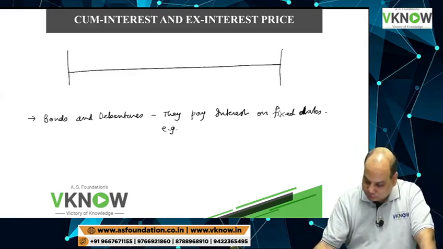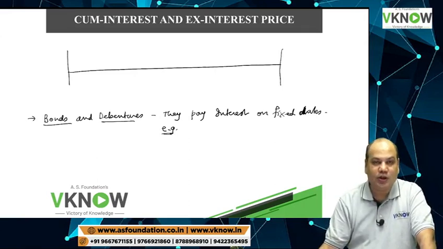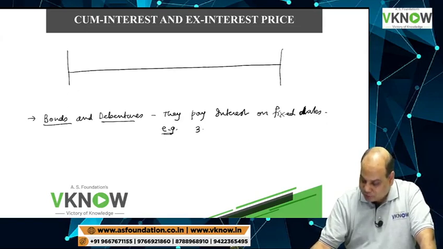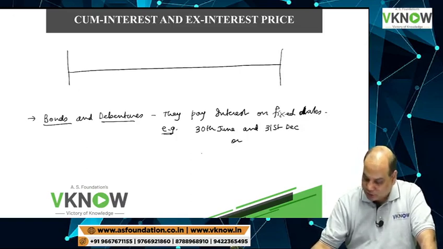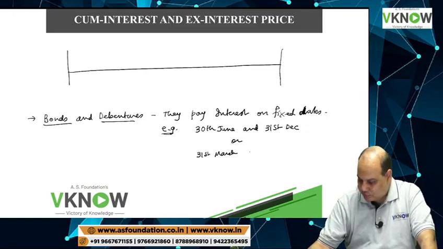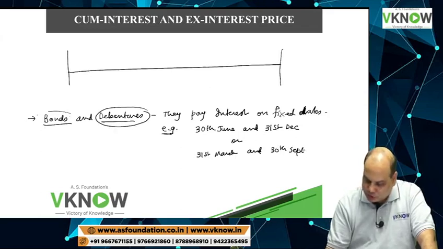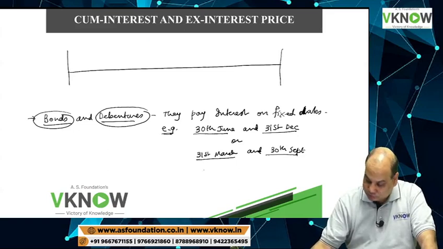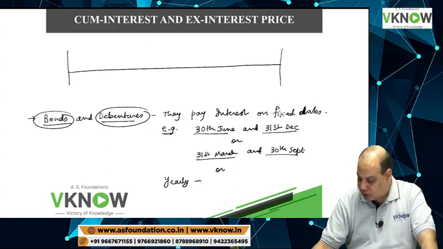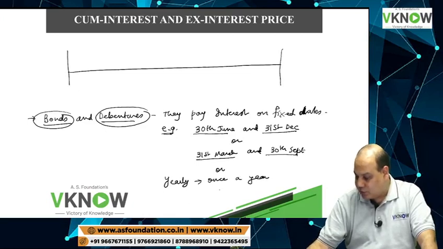For example, most of these bonds and debentures pay interest half yearly. Like they will pay interest on 30th June and 31st of December. Or they may pay interest like this, 31st March and 30th September. So most of the companies which have issued debentures or bonds pay interest half yearly, but they can also pay interest annually. Yearly means once a year. Let's say for example, they will pay interest only on 31st March. They may pay interest only on 31st of December.